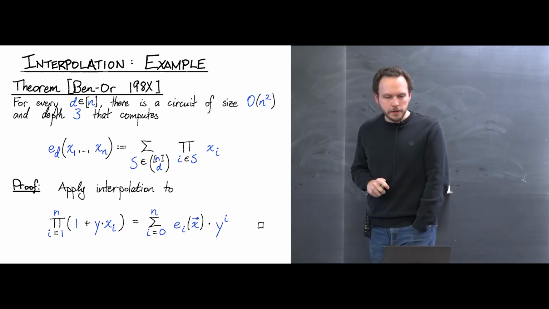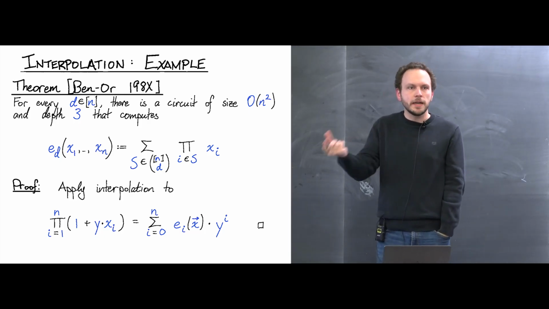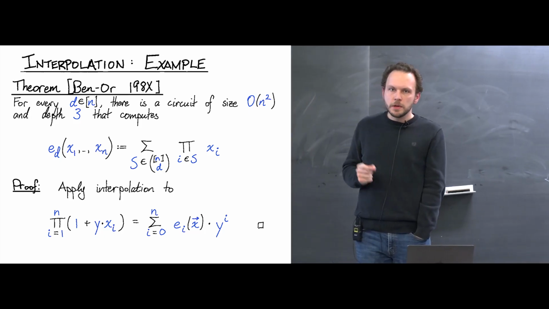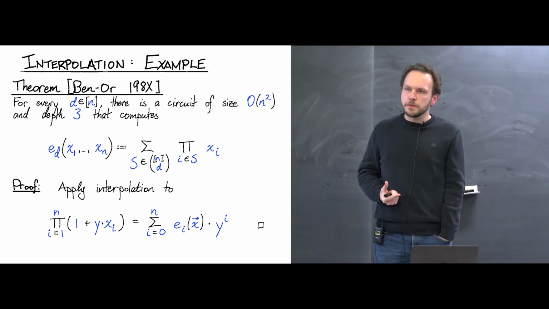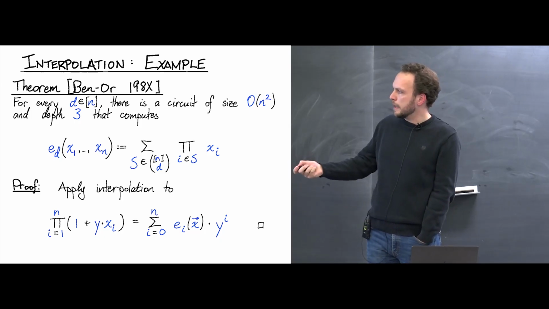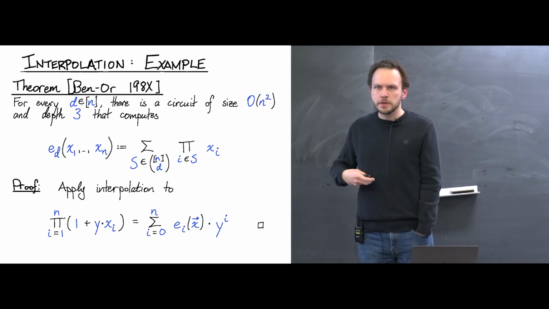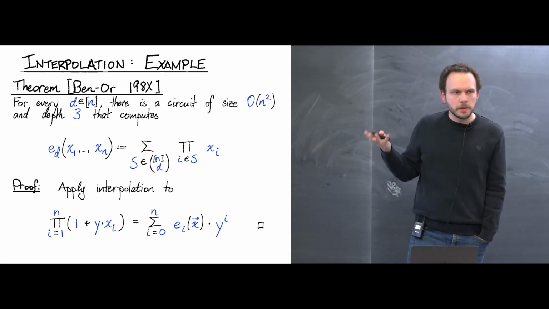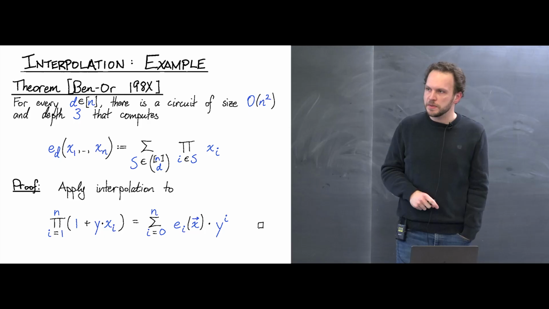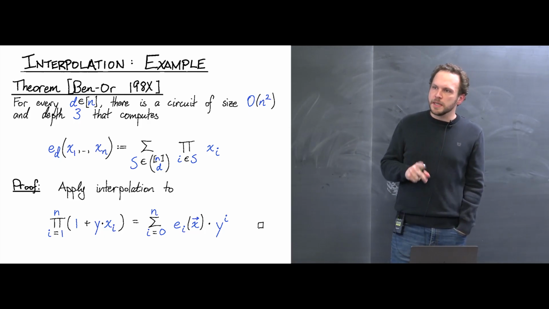And the way you do this is actually very simple. You apply a polynomial interpolation to the product of 1 plus y times xi. If you expand this as a univariate in y, the coefficients are exactly the elementary symmetric functions of the x variables. So this is a small circuit of size n. It's degree n. So you apply interpolation, you get a circuit of n times n size, so quadratic size, and depth 3. And this works for all of the elementary symmetric polynomials. Okay, so that's one family of polynomials we'll be interested in.